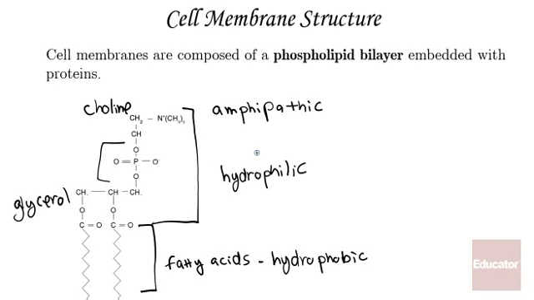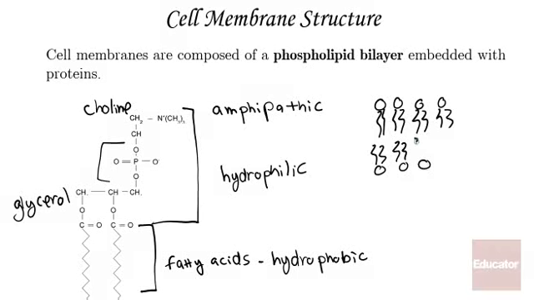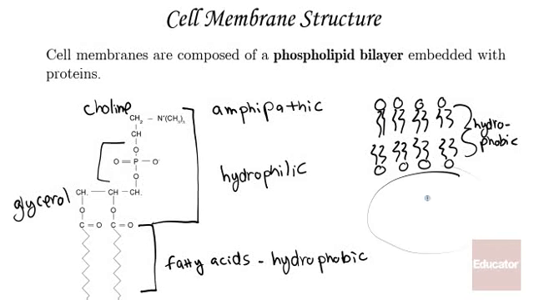Because of this, phospholipids congregate into bilayers, and this allows them to sequester the fatty acid tails, which are hydrophobic, from the water on the outside of the cell. So this is a typical phospholipid bilayer structure with the hydrophobic region on the inside and the hydrophilic heads pointing outwards, exposed to either the cytoplasm or the extracellular space.